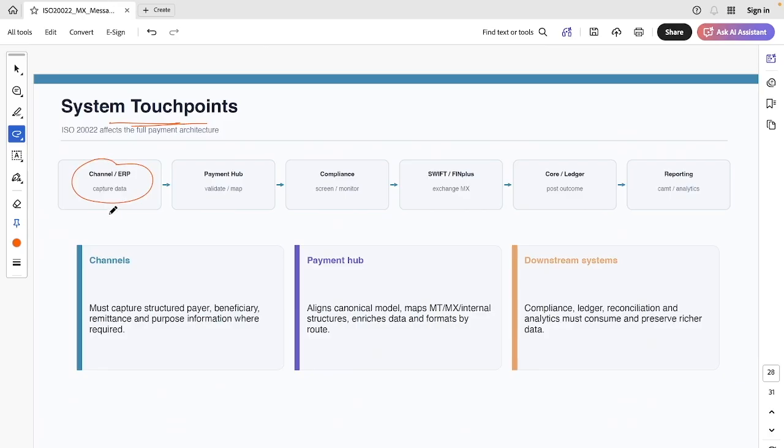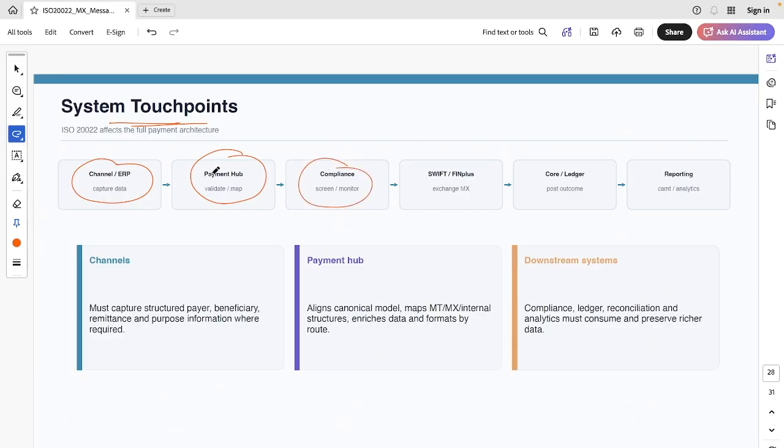Right data in the sense they must capture debtor, creditor, accounts, addresses, remittance, purpose, and references where required. If the channel only captures free text data, the downstream ISO message cannot magically become rich and structured. Then comes the payment hub. The payment hub does the validation, mapping, enrichment, and routing of the messages. It must align the canonical data model, support the MT-MX internal mappings, apply routing-specific rules, and preserve required references.